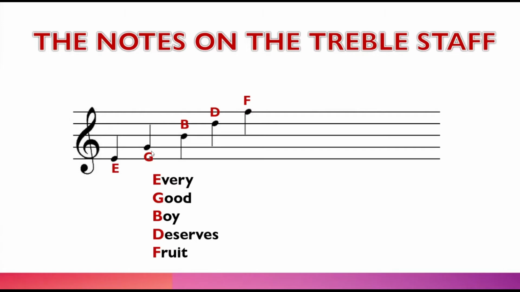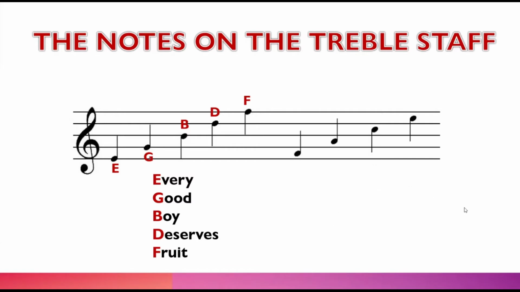For every. Second line, G for good. Third line, B for boy. D, the fourth line, for deserves. And F for the fifth line, which is fruit. So every good boy deserves fruit. Some would say every good boy does fine. It doesn't matter what acronym you use. The most important thing is you use it so you can remember the names of the notes and the lines.